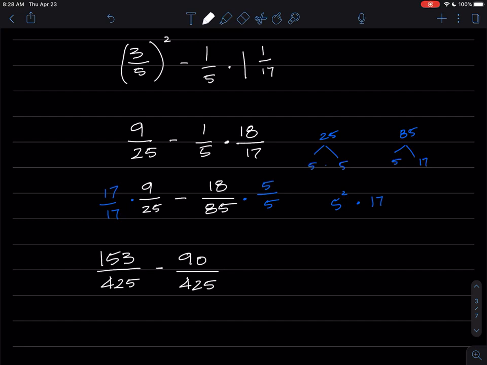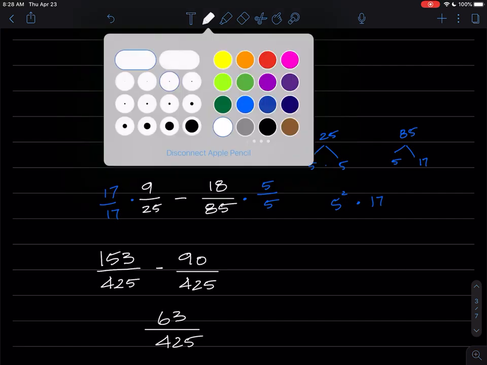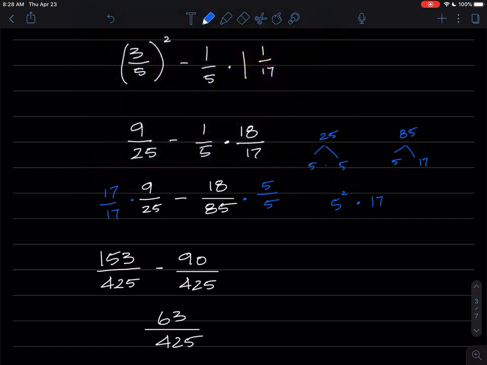Okay, 153 minus 90 is 63. And we keep our common denominator, 425. Let's see, 425, 9 to 11, so that looks like it's in reduced form. So we'll leave it as a fraction.